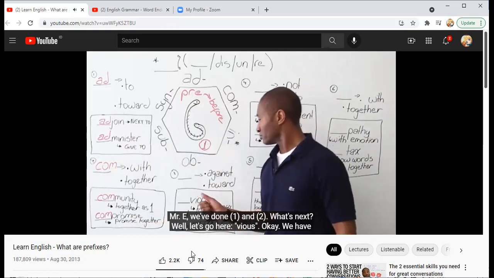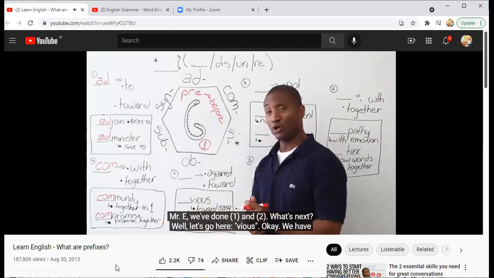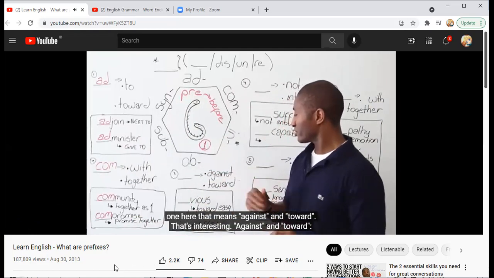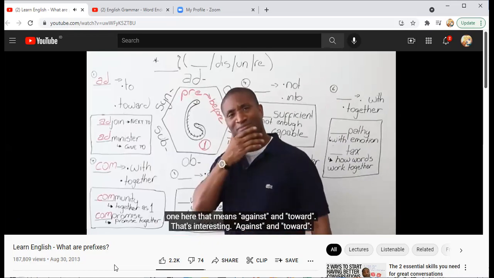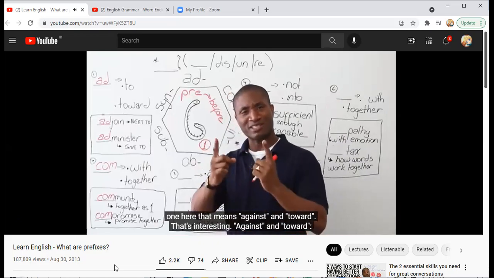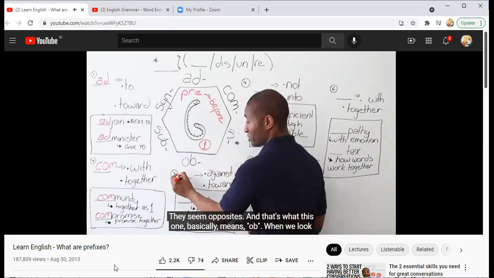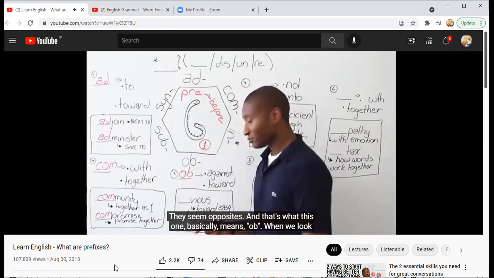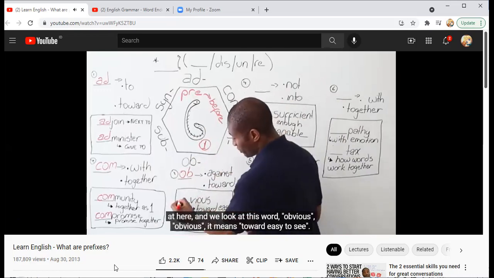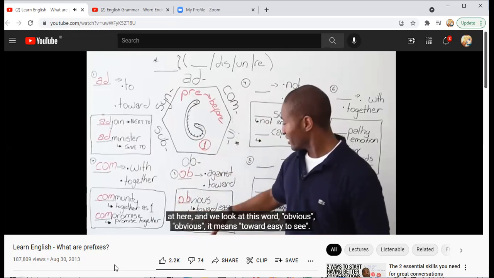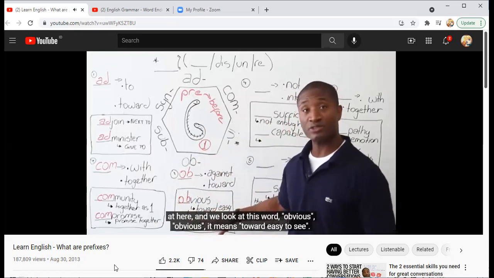What's next? Well, let's go here. Okay, we have one here that means against and toward. That's interesting. Against and toward, they seem opposites. And that's what this one basically means, ob. When we look at here, you look at this word obvious. Obvious. It means towards, easy to see.